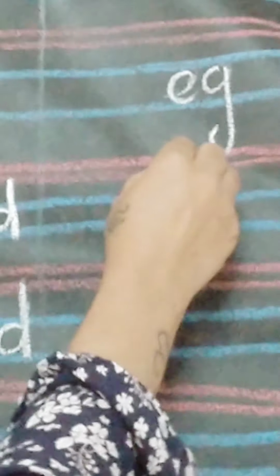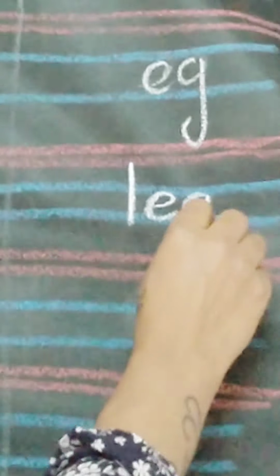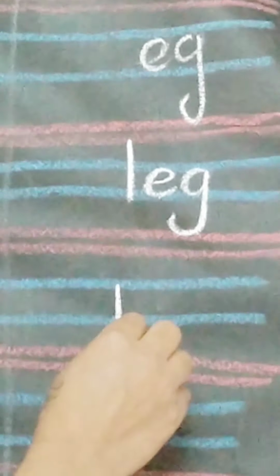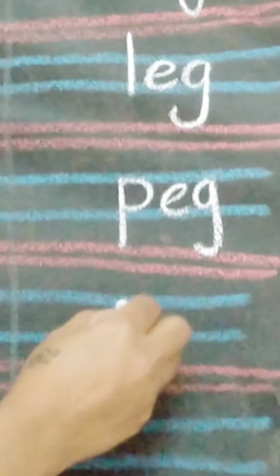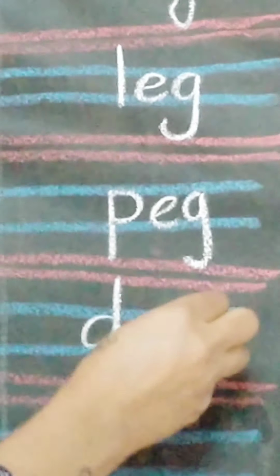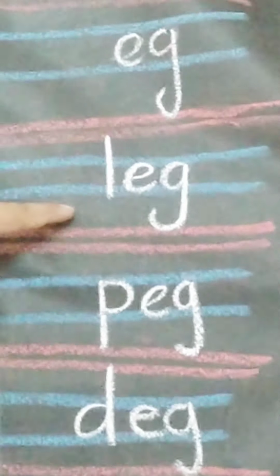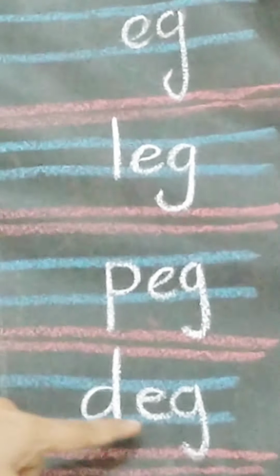So first write red, blue, blue standing line, lowercase letter L, then lowercase letter E, and blue, blue, red, lowercase letter G, L, A, G, leg. Now the next is blue, blue, red, lowercase letter P, E, G, P, A, G, peg. Next, D, E, G, D, A, G, dag. Again, E, G sound, L, E, G, leg, P, E, G, peg, D, E, G, dag.